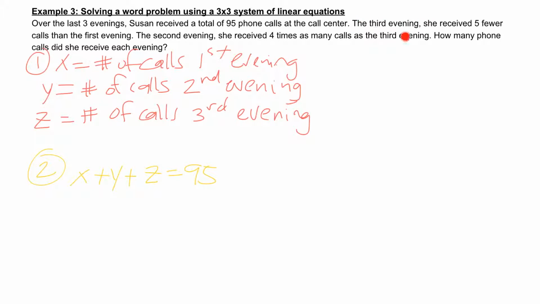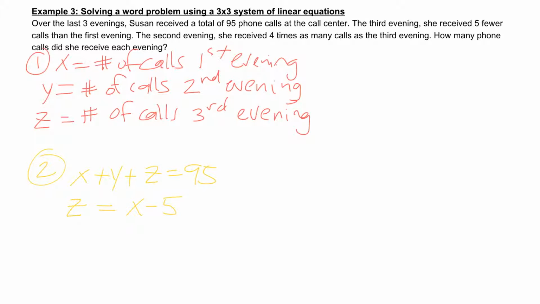Then it says the third evening, she received 5 fewer calls than the first evening. Again, this is one that you want to try to write down as you're reading it. So we're starting with the third evening. So the third evening is z. So let's start with z. And it says the third evening received. That verb right there, received, means equals. And then it's 5 fewer calls than the first evening. So if we have 5 fewer calls than the first evening, we want to take the first evening and subtract 5. So our first evening was x, and we want to subtract 5 from that.